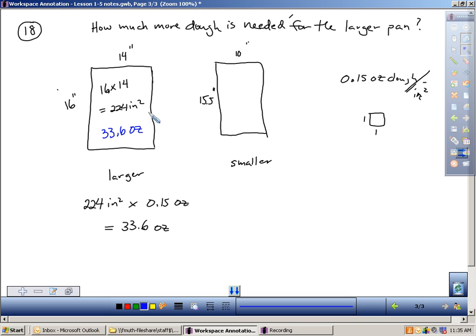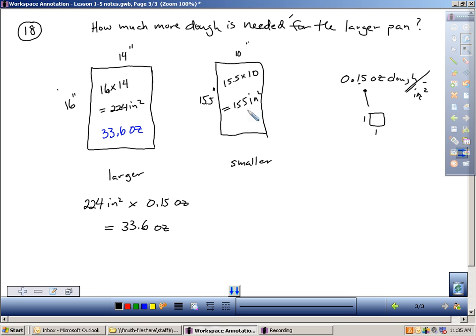Okay, I haven't answered the question yet. The question is how much more dough is needed for this pan than this pan? Well, I got to figure out how much dough is in this pan. So I got to go through the same process. Okay, every square inch of dough or every square inch of pizza, I should say, has this much dough. Well, how many square inches are in this pan? Well, to find out, it's pretty easy. I just got to take 15.5 times 10. That's fairly easy to do, 155.